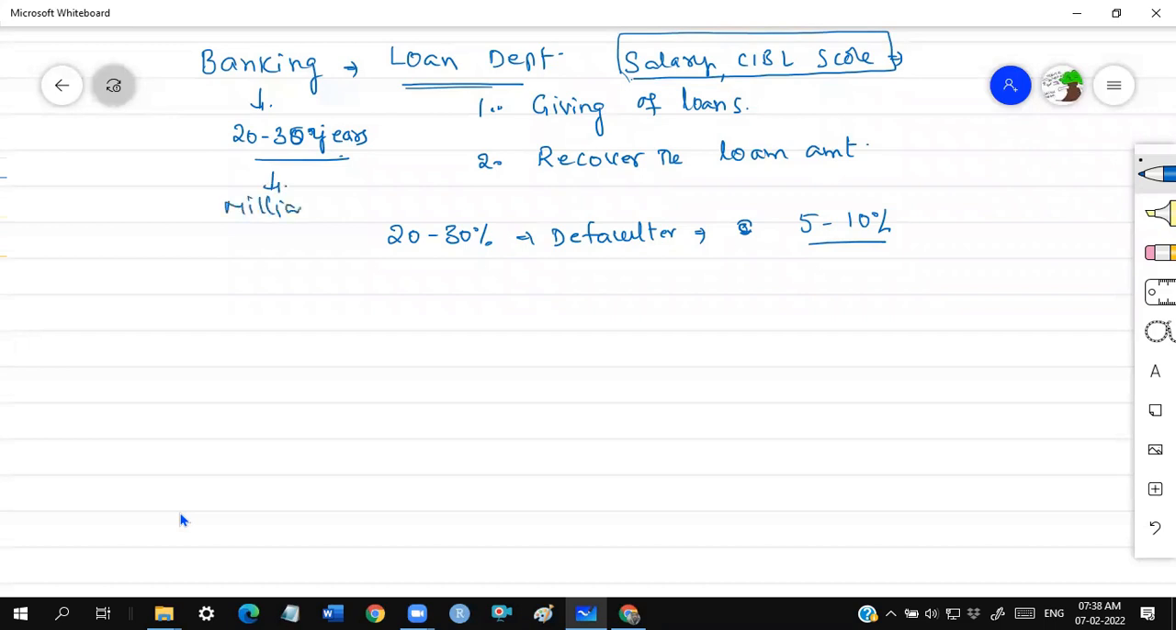We have millions of people, maybe even some crores of people, who have taken loans from us. Some of them have become defaulters. Some of them are non-defaulters. We have their information. So if you analyze this particular data, you can get some kind of information, guys.